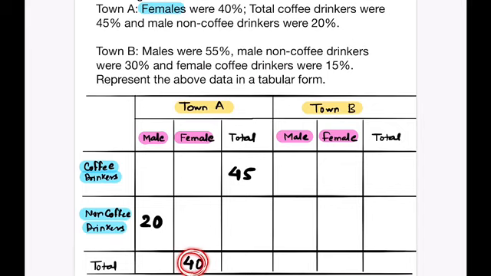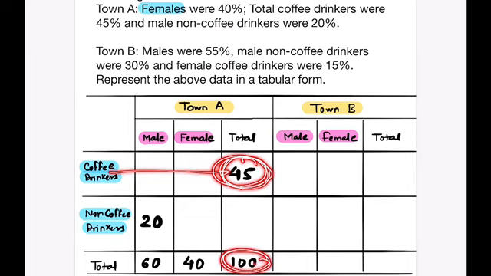Total females 40%. The entire population consists of 100%. So we can write here 100%. Out of this 40% are females, so rest will be males 60%. Total coffee drinkers are 45%. Total happens to be 100. Out of that 45% are coffee drinkers, so the rest will be non-coffee drinkers. That is 55.